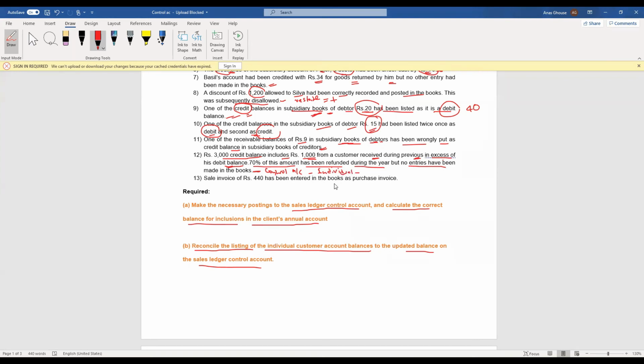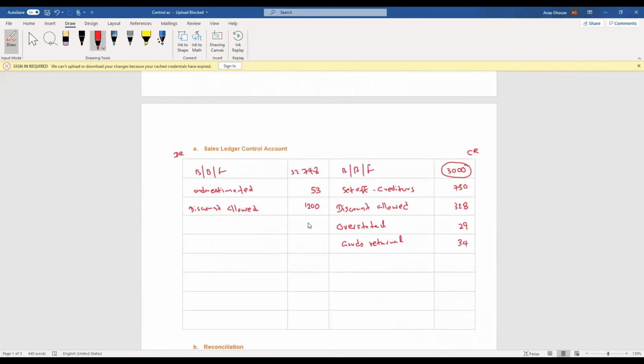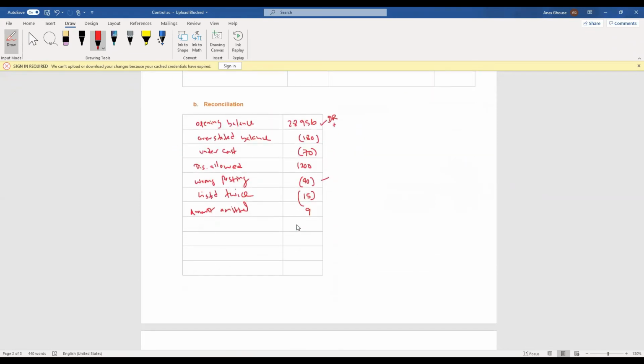Okay, so to rectify this, what we have to do is debit the control account and add back to the individual customer balances. So 70% of 1,000 means how much? 700. Okay, so we need to debit 700, amount refunded. And we need to add 700, amount refunded.